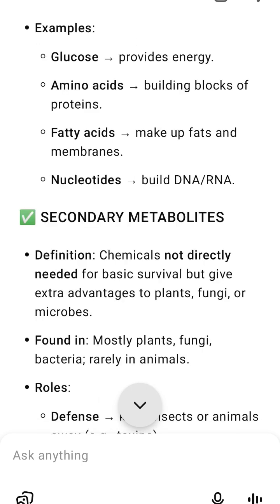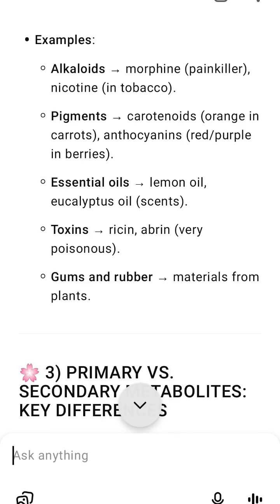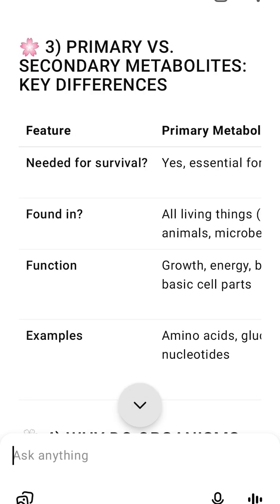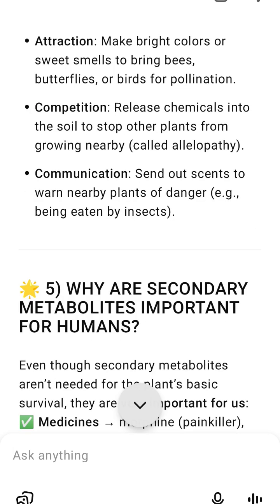7. How do scientists use primary and secondary metabolites? By isolating and studying these chemicals, scientists can understand how life works at the molecular level, discover new drugs for diseases, make natural products for everyday use like perfumes, flavors, dyes, create sustainable materials like biodegradable plastics from plant cellulose, and protect crops using natural pesticides.